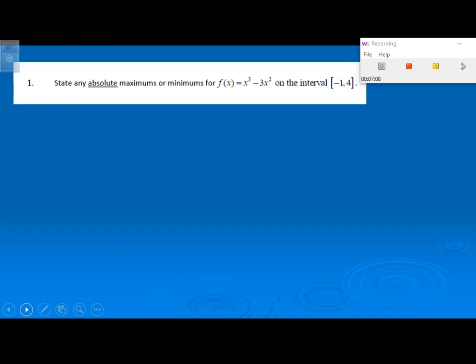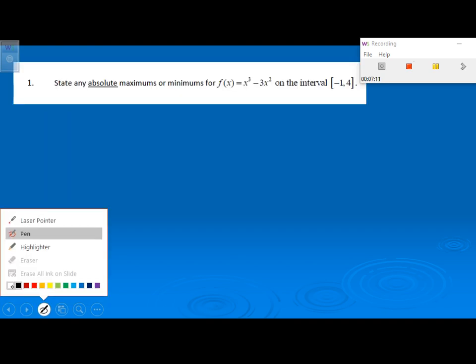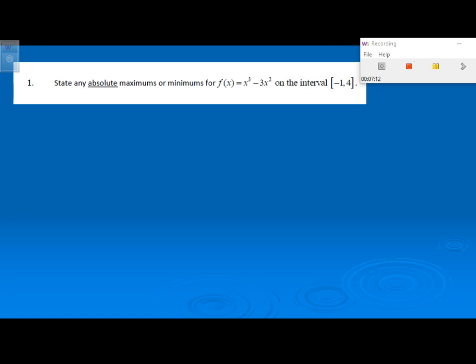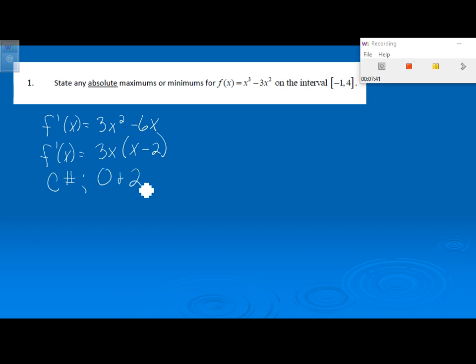It says, state any absolute maximums or minimums for the function x cubed minus 3x squared on the interval from -1 to 4. So guys, step 1, we're going to find our derivative, and I'm going to get 3x squared minus 6x. We're going to do what we've been doing. We're going to factor this, and we're going to set it equal to 0 to get our critical numbers. In this case, my critical numbers are 0 and 2.